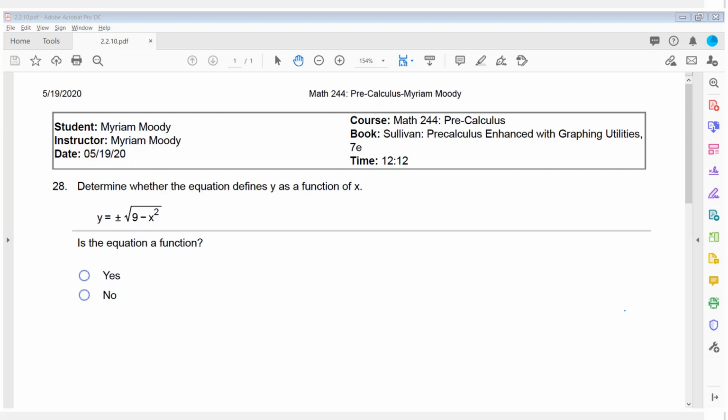And let's see. Some of you are like, what's this funky little symbol right here? Well, let me rewrite it. This is y equals plus or minus the square root of 9 minus x squared. With me? That says plus or minus. So now, when I plug a number in for x, the question is, how many answers am I going to get out? Right? So, let me just create a table.